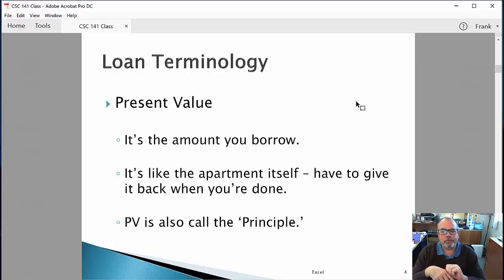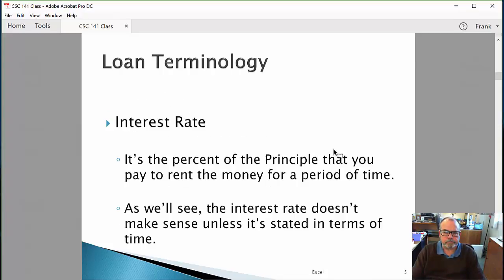It's like the apartment itself. When you're done renting the apartment, you have to give it back. And when you're done with the loan, you have to give back the present value also. A wrinkle in it is that it's commonly called the principal as well. So you hear people talking about the principal of the loan. Well, that's the amount that you borrow. It's the present value at the beginning of the loan.